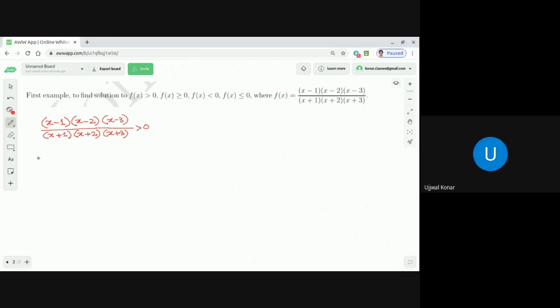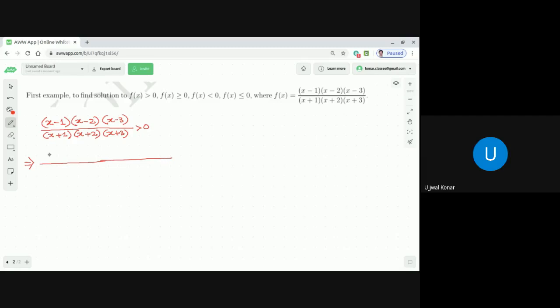Yes. Okay, great. So first what we're going to do, dear students, is that we need to make every term x minus something. So what you see in the denominator x plus 1, we can write x minus of minus 1. So that we need to write first. So from here, what we can write? Numerator, there is no such change.